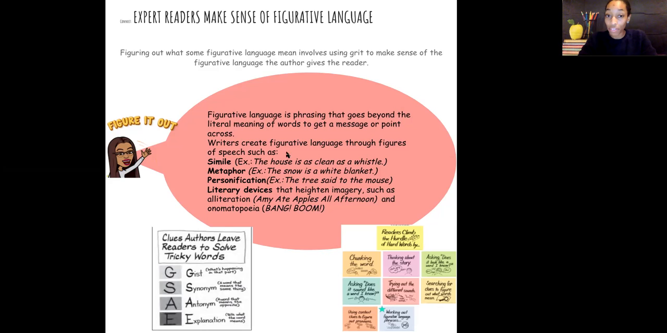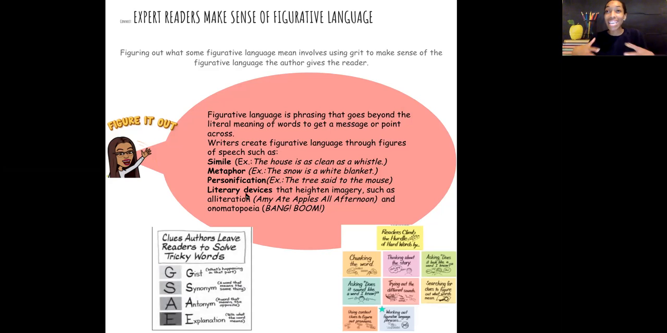An example of a simile is the house is as clean as a whistle. Similes use like or as to compare. A metaphor is another figurative language type. A metaphor compares without using like or as. Here's an example. The snow is a white blanket. Still compares it, it just doesn't use like or as.